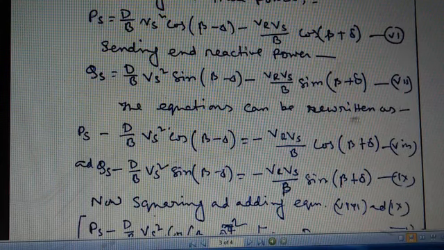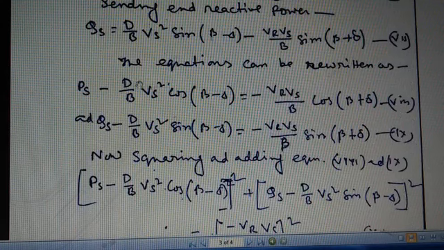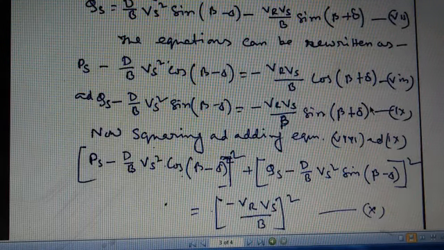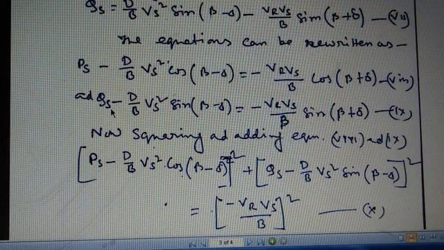Now the equation can be rewritten as Ps minus D by B Vs squared cos of beta minus capital delta equals minus of Vr into Vs divided by B cos of beta plus small delta, that is equation number 8. And similarly Qs minus D by B Vs squared sine of beta minus capital delta equals minus of Vr into Vs divided by B sine of beta plus small delta, that is equation number 9.